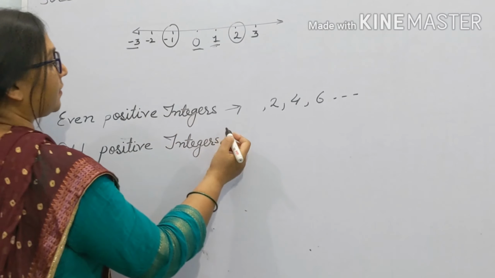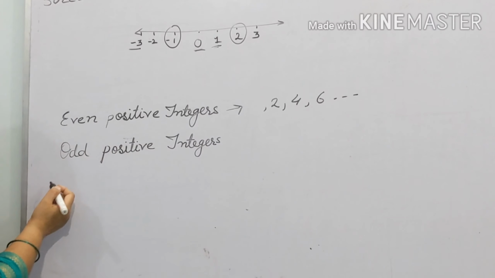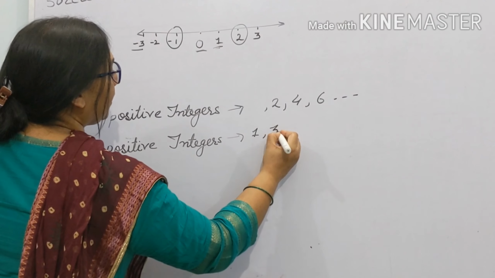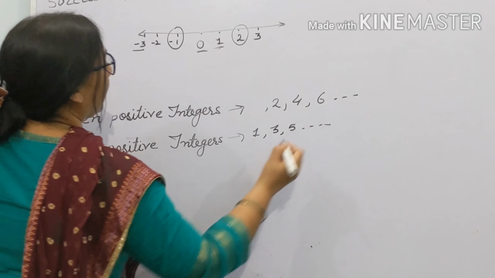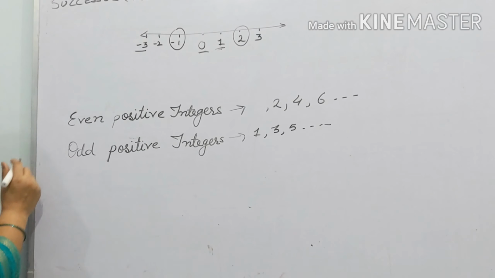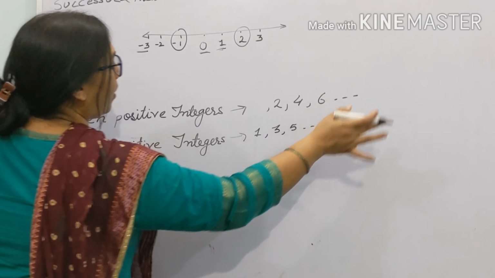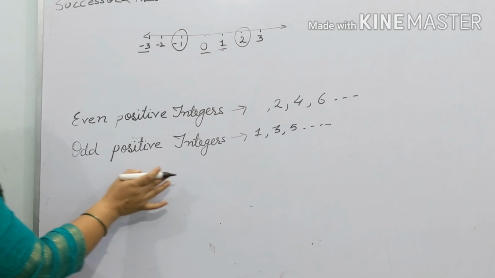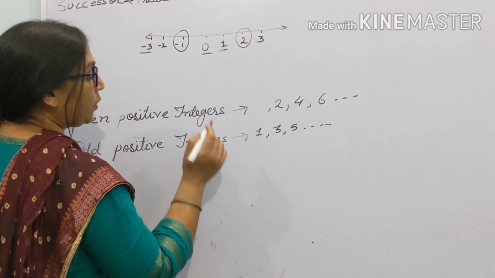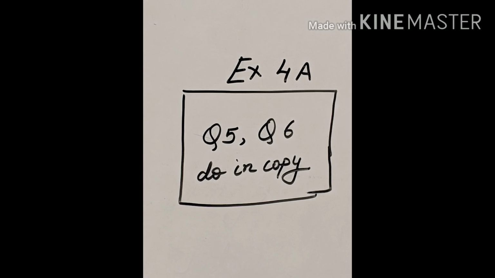Even positive integers: 2, 4, 6, and so on are even positive integers. Odd positive integers: 1, 3, 5, and so on are called odd positive integers. Similarly, you can find even negative integers: -2, -4, -6, and so on, and odd negative integers: -1, -3, -5, and so on. 0 is neither positive nor negative.